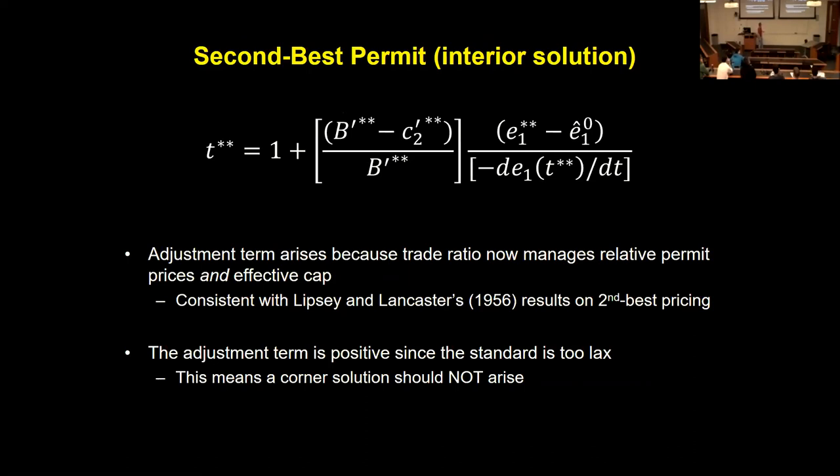So here's the second best permit. Should be the second best trade ratio. T double star, the second best trade ratio. This should say permit market.